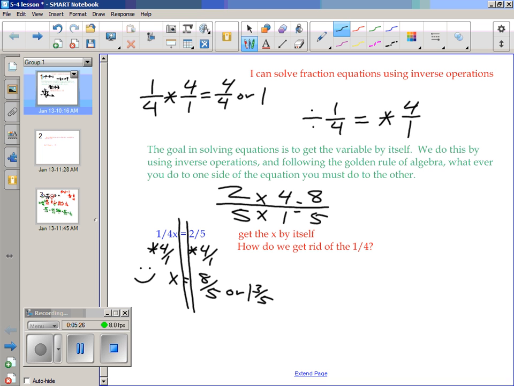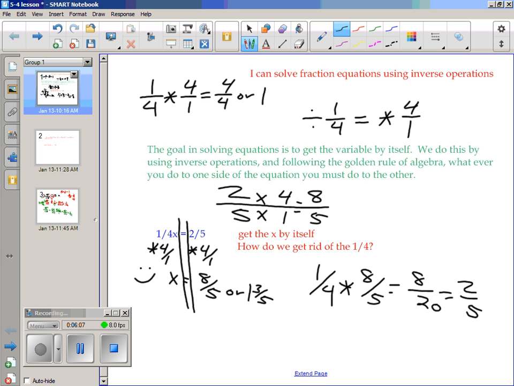This is going to be easy. Now watch, we can go back. If you doubt it, let's check our solution. Let's plug this in. Let's put in 8/5 for x. What is 1/4 times 8/5? It will give you 8/20 if we multiply, and then simplify. When we divide by 4 on the top and the bottom, we get 2/5. Isn't that what we want? 2/5? So do we get it right?